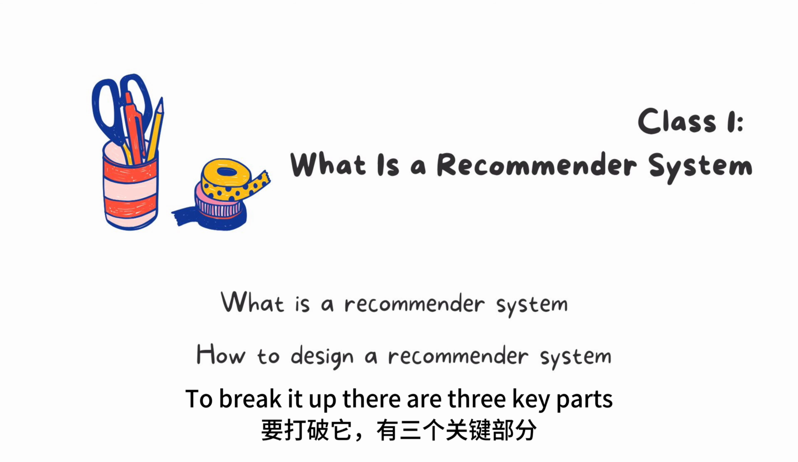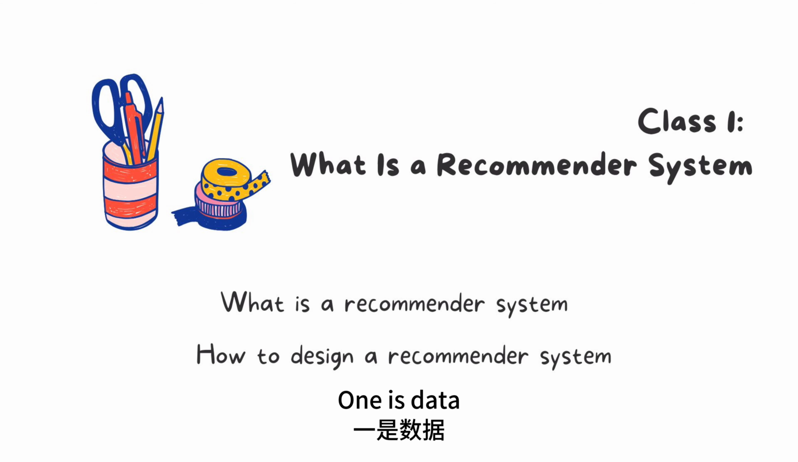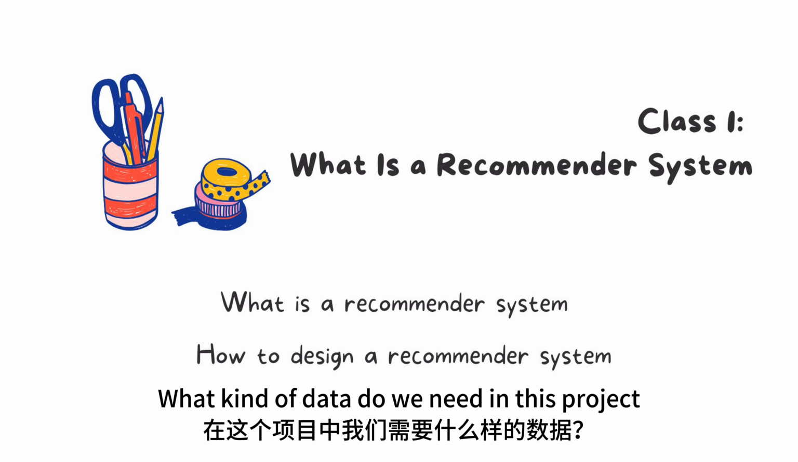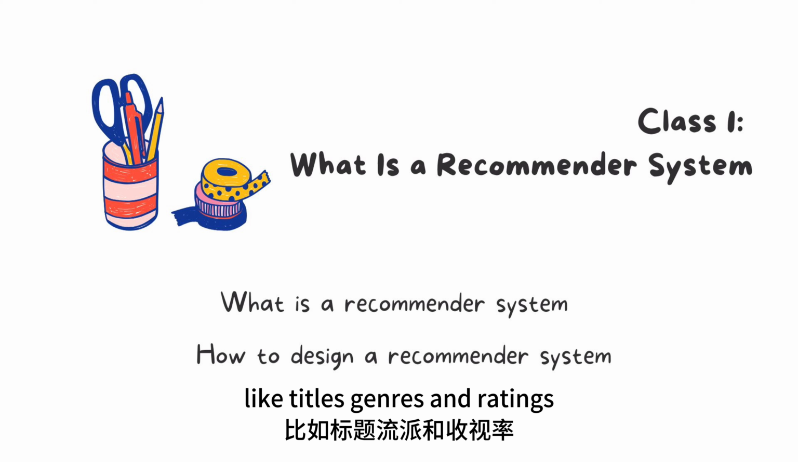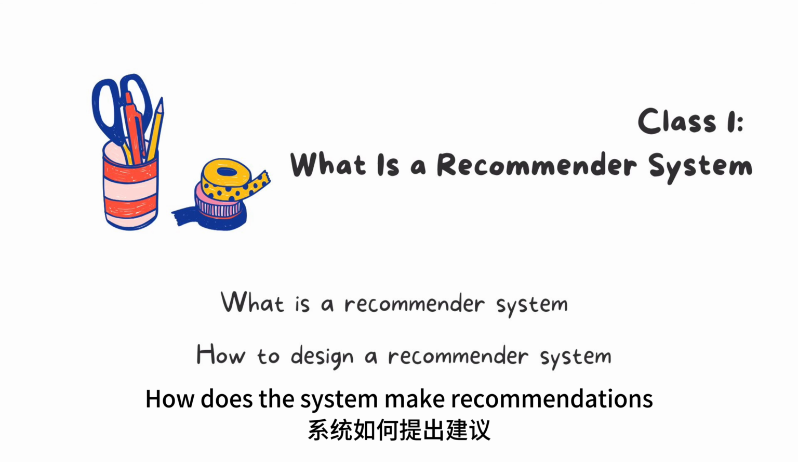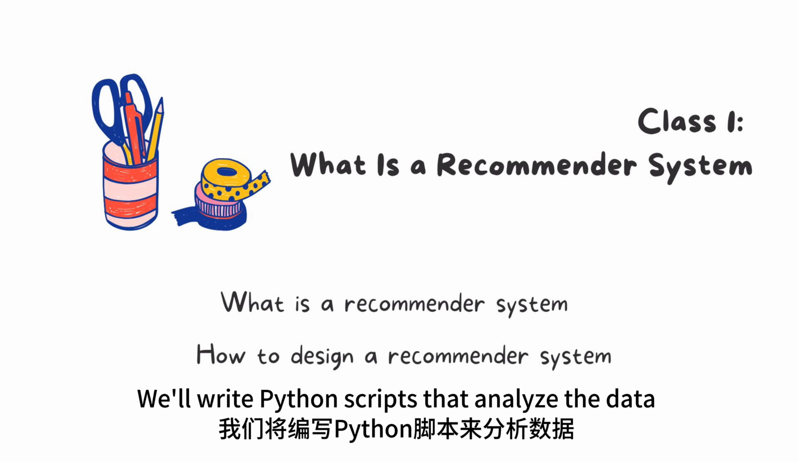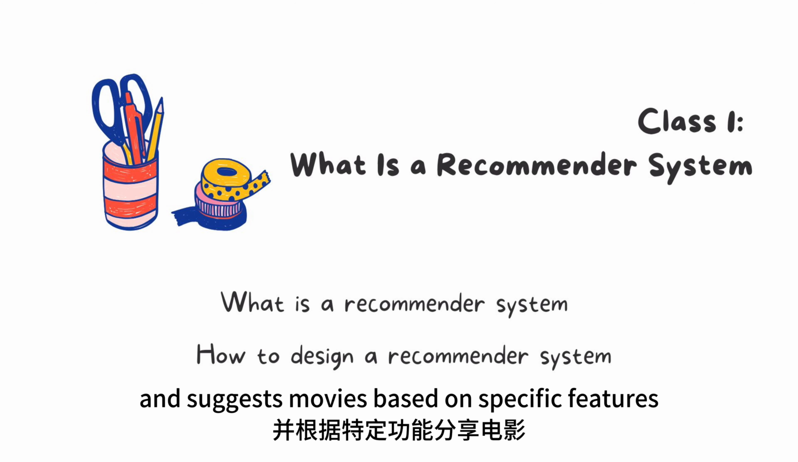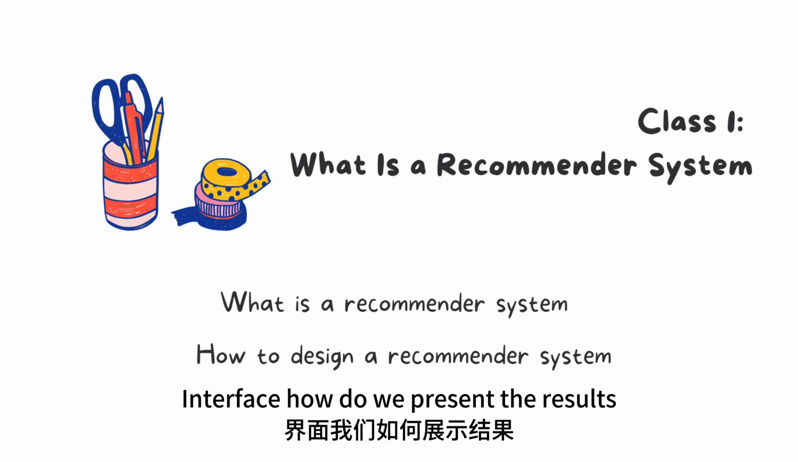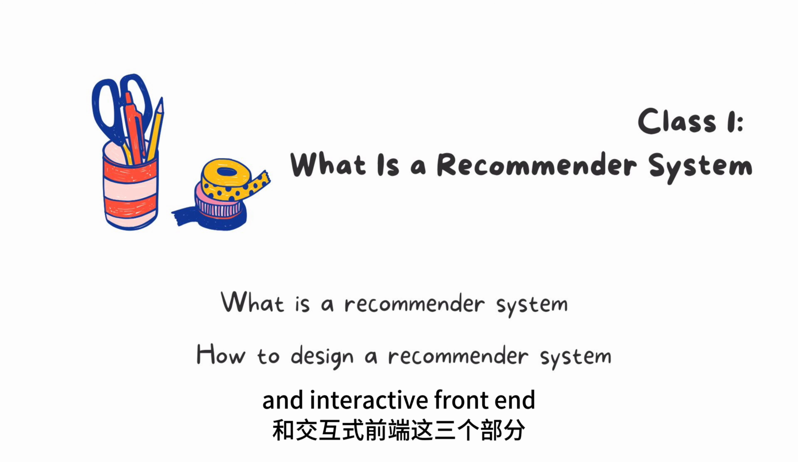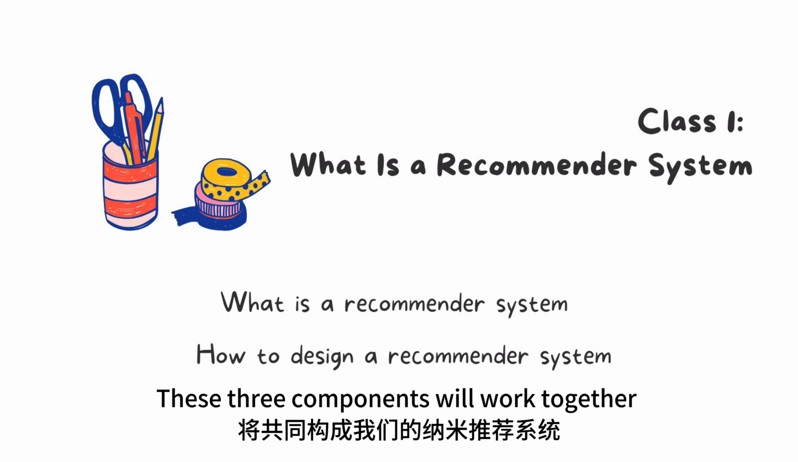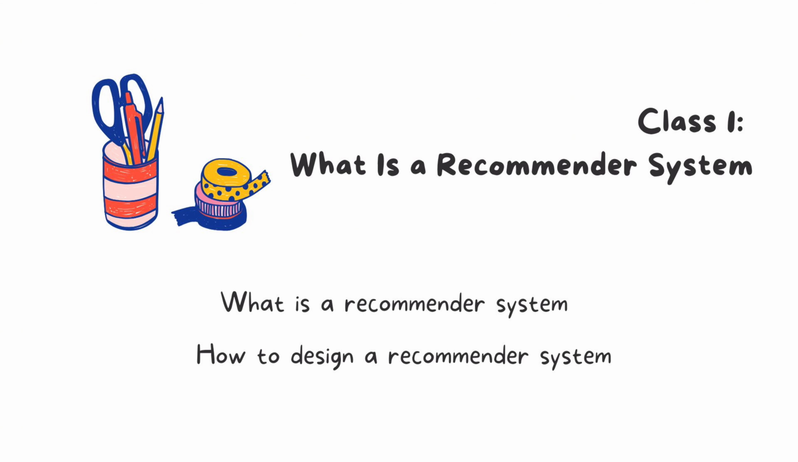To break it up, there are three key parts. One is data. What kind of data do we need? In this project, we'll use a small JSON file to store movie information like titles, genres, and ratings. Two is logic. How does the system make recommendations? We'll write Python scripts that analyze the data and suggest movies based on specific features. Three is interface. How do we present the results? We'll use Streamlit to create a clean and interactive front end. These three components will work together to form our Nano recommend system.